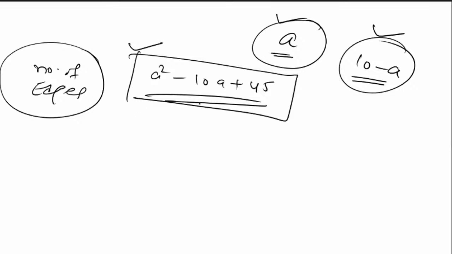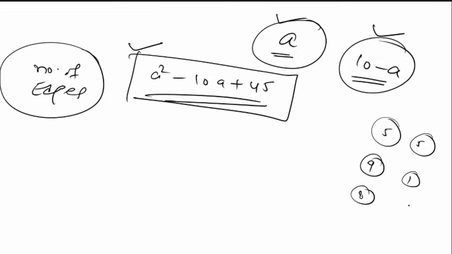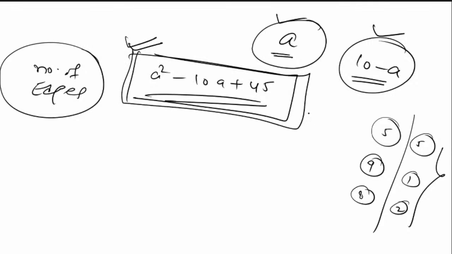We want to maximize it. As I told you, we can have different partitions, maybe 5 vertices here and 5 vertices here, or maybe 9 vertices here and 1 vertex here, or maybe 8 vertices here and 2 vertices here. So which partition will give us the maximum number of edges, that we need to find out. This value we want to maximize.